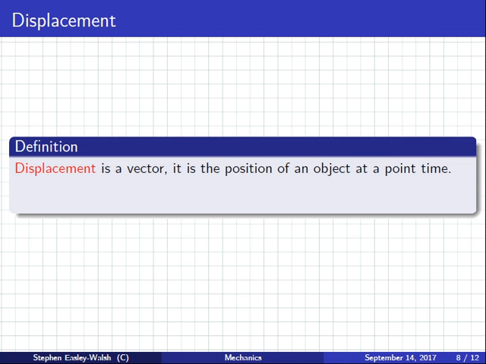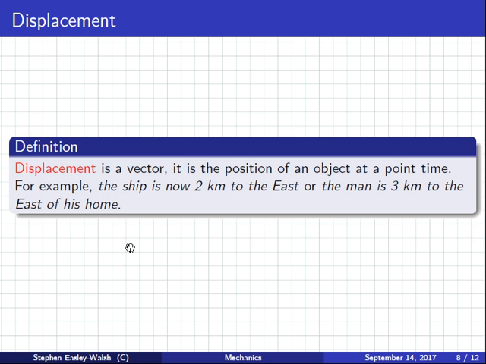So for example, his displacement is 2 meters in front of me. Her displacement is 3 meters at 45 degrees to me. So displacement really just points to where something is. Okay, can I continue? For example, the ship is 2 kilometers to the east. The man is 3 kilometers to the east of his home. These are all displacement vectors.